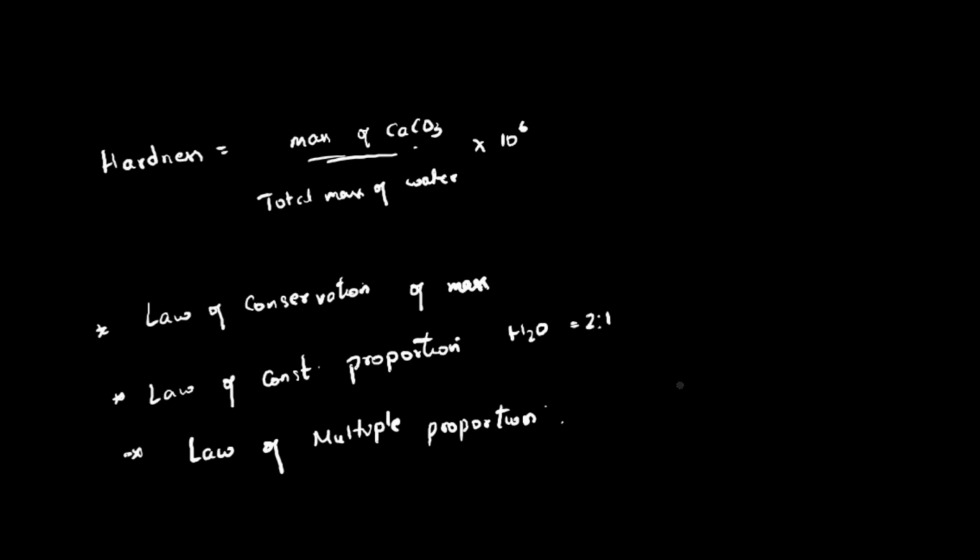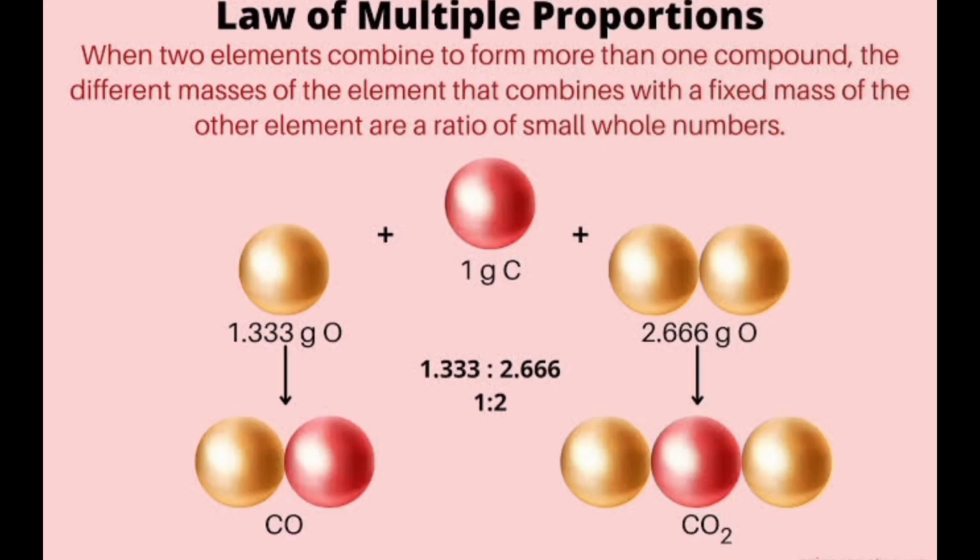And when you talk about the law of multiple proportion, when elements react in different ratios, the ratios will be whole numbers. That is the law of multiple proportion, okay? So these are the three laws: law of conservation of mass, law of constant proportion, law of multiple proportion. This is the definition I have attached here. You can see it, and that ends our chapter.